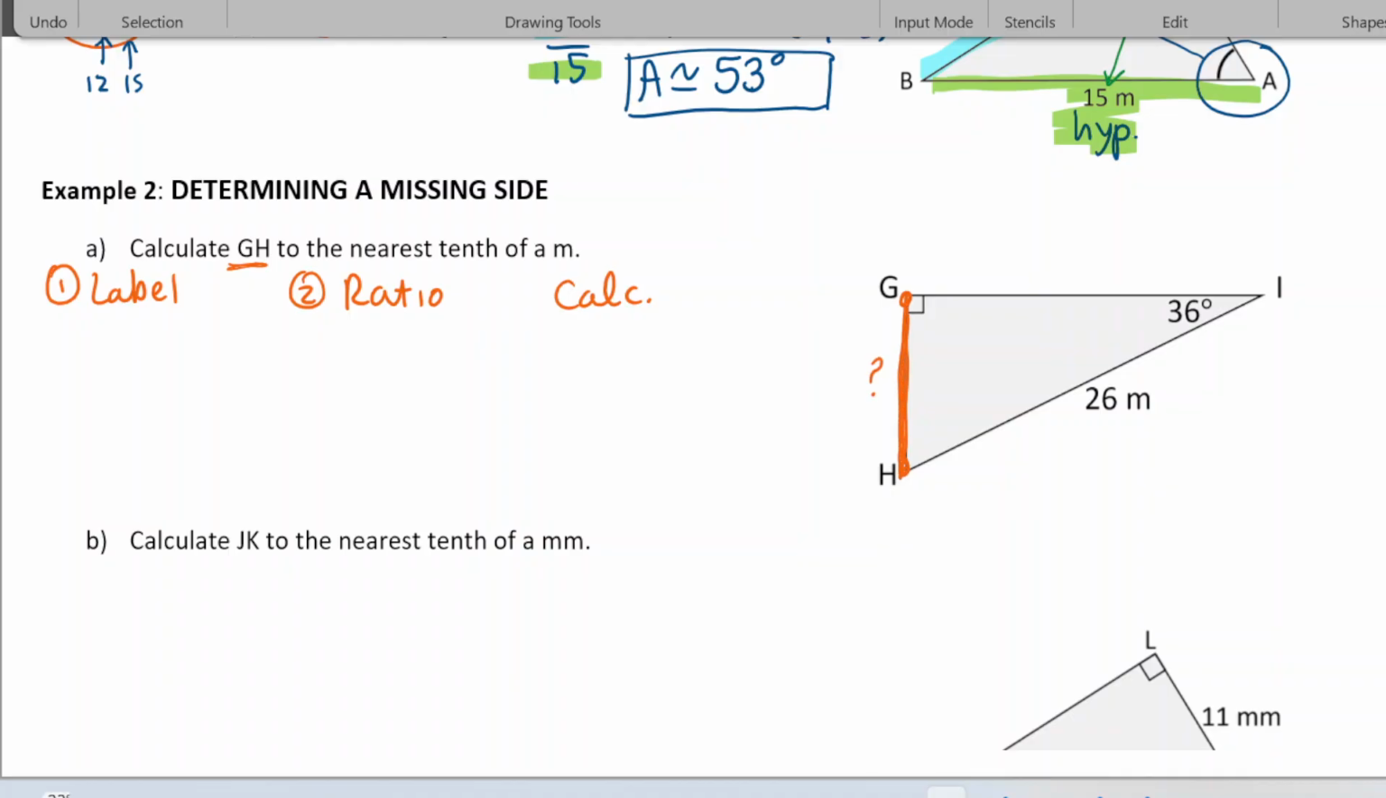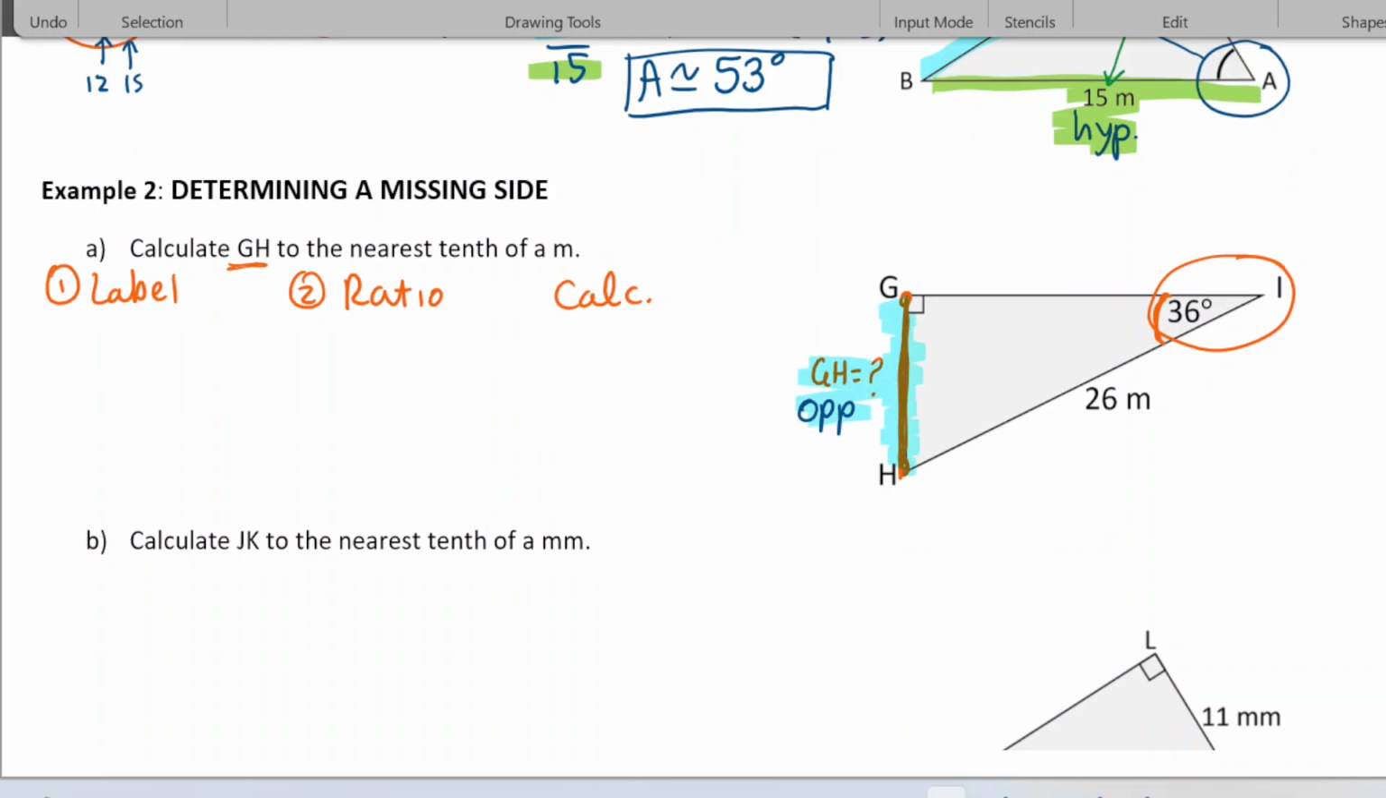That's my goal, okay? All right, so let's label everything based on the angle that I have. So I've got this angle here, 36 degrees. So the side directly opposite from it is GH. That's the side I want to find out.